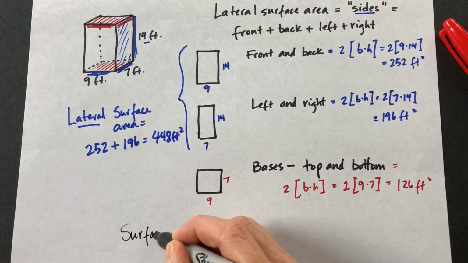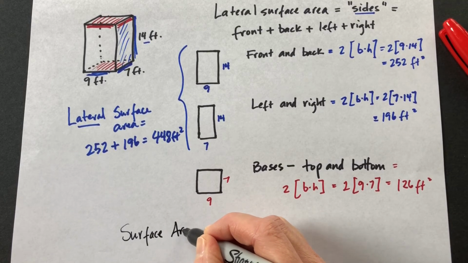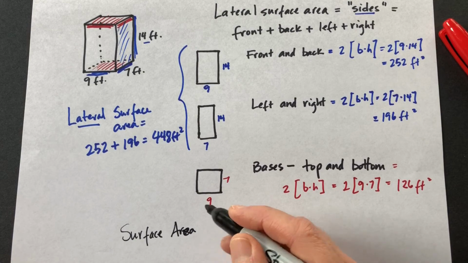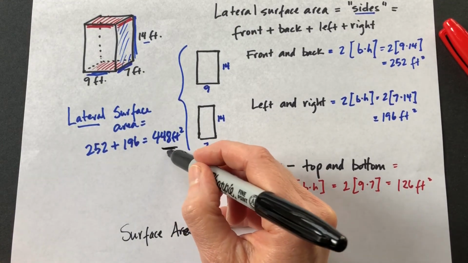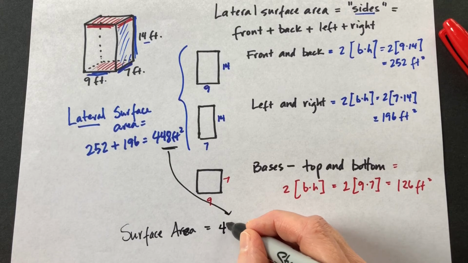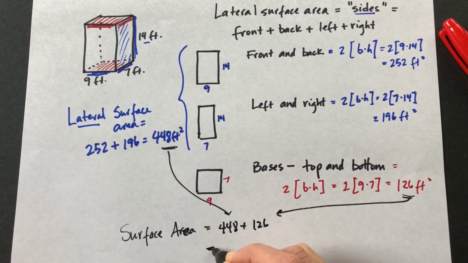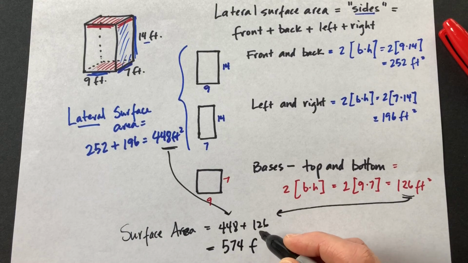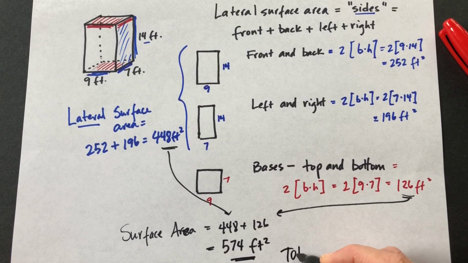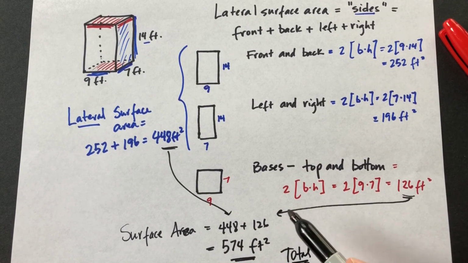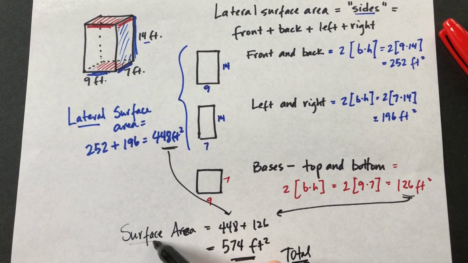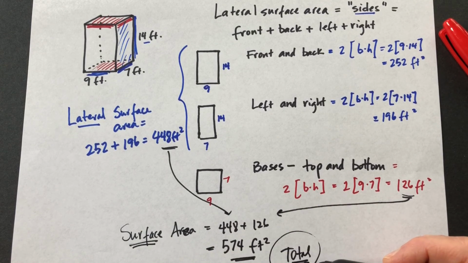So that would be for the base, but if we want to now figure out the surface area, and when we talk surface area, we're talking the total surface area. We're going to include the lateral surface area, that's the sides. We're going to include the bases, and we're going to get a total surface area of 574 square feet. That's our total surface area. But generally in a textbook or on an assignment, you're just going to be asked for the surface area, and that indicates all faces combined.